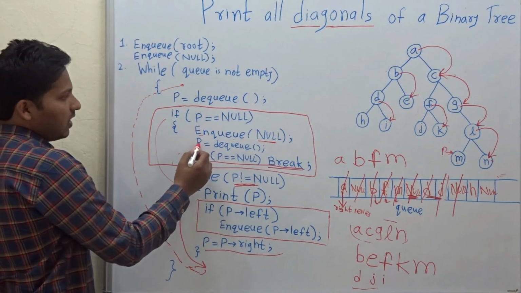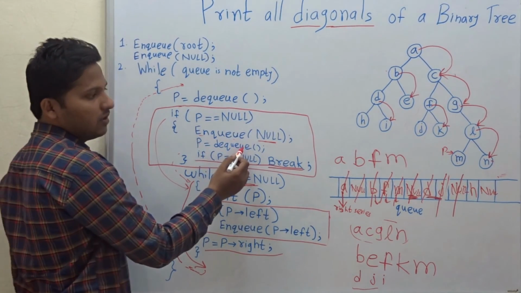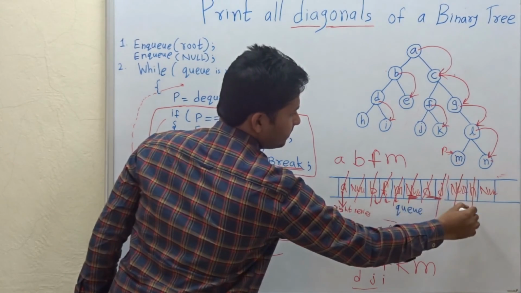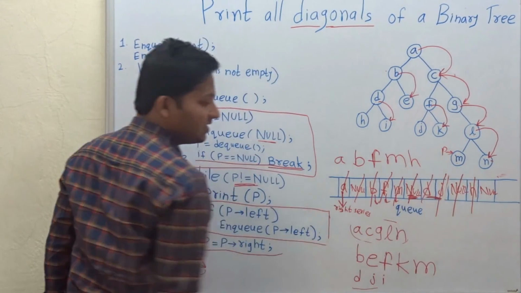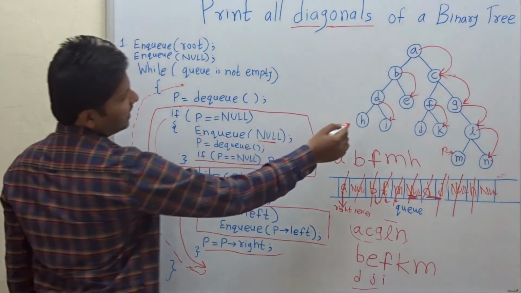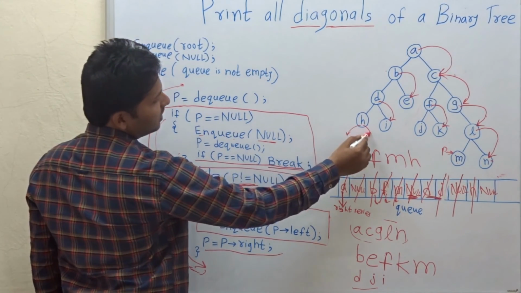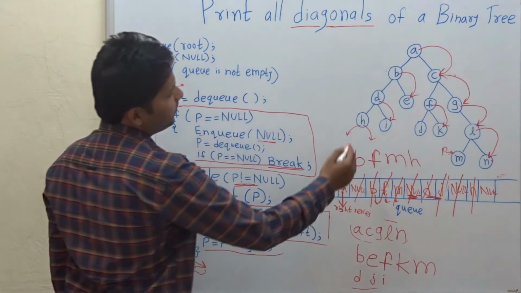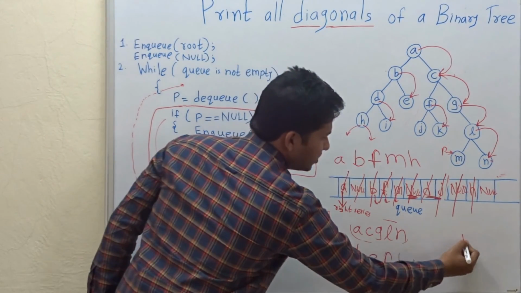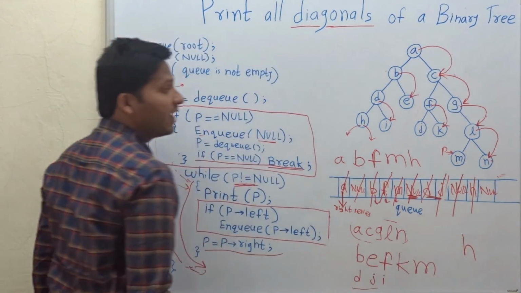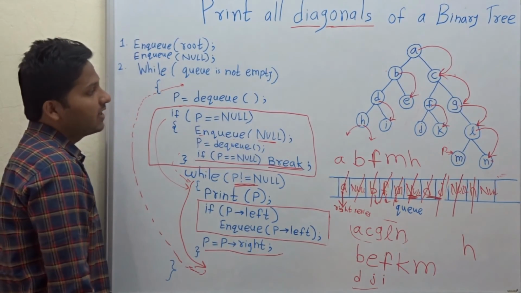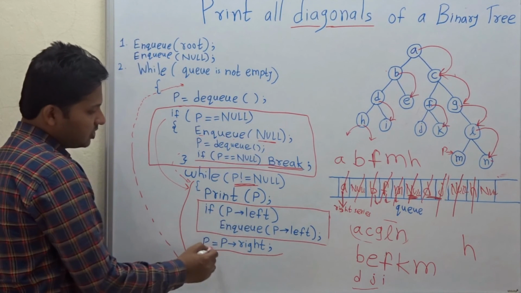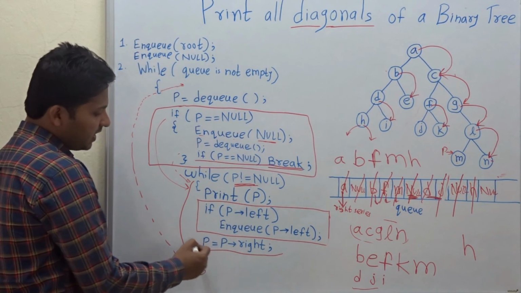Now again P is equal to dequeue. So we dequeue H. So H is dequeued. Check, H has left child? No. Whether it has right child? No. So we just print H, that is our fourth diagonal. H is our fourth diagonal, and after printing H we move to the right side, we get null.